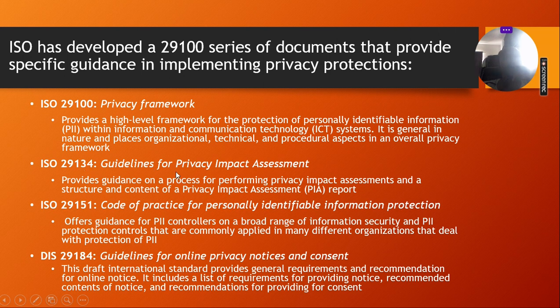Then we have ISO 29151, the code of practice for personally identifiable information protection. Then we have the DIS 29184, the guideline for online privacy notice and consent. So you can see all the 29100 series, all of them, are for privacy. Whether you're talking about the guideline for privacy impact assessment, the code of practice for personally identifiable information protection, or the guideline for online privacy notices and consent, they are all for privacy.